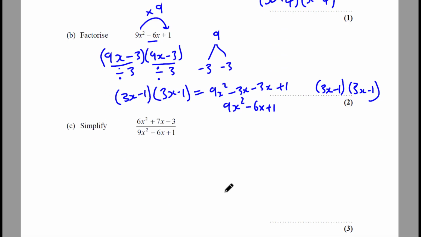Now this is an algebraic fraction. Can you see? We've already factorised that above, so that helps. Because it's an algebraic fraction and we know we need to simplify, we know the top is going to have a 3x minus 1 in it.